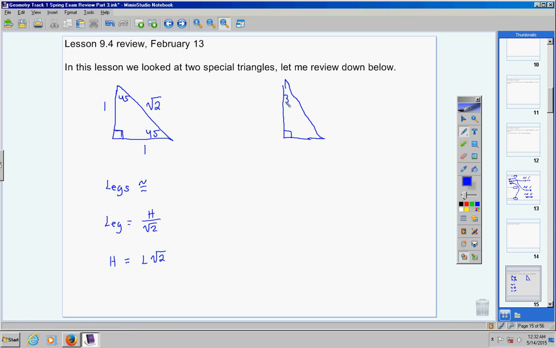We're going to call the top angle 30. Please take some good notes. That's the bottom angle 60. And this 90 degrees. Okay? We're going to call the hypotenuse 2, the shorter leg 1, and this the square root of 3.